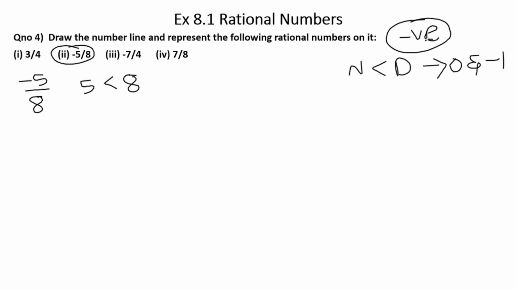In case of a positive rational number, when the numerator is less than the denominator, the value lies between 0 and plus 1. But in case of a negative rational number, it lies between 0 and minus 1. Now let me draw a number line and show you how to represent minus 5 divided by 8 on a number line.